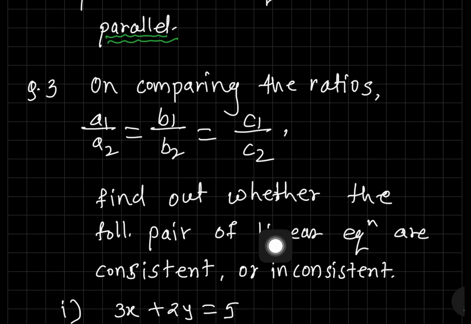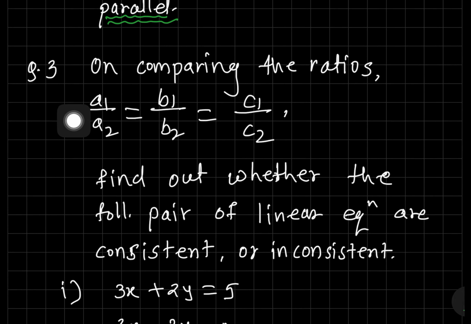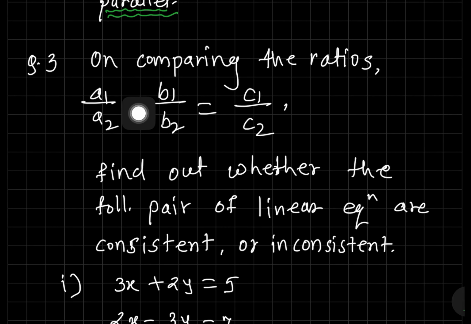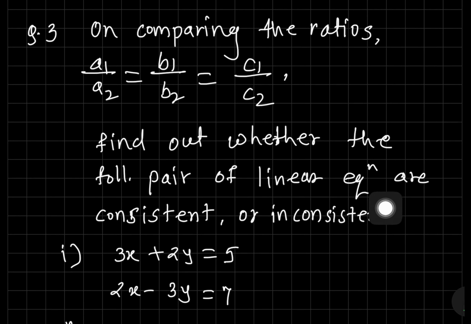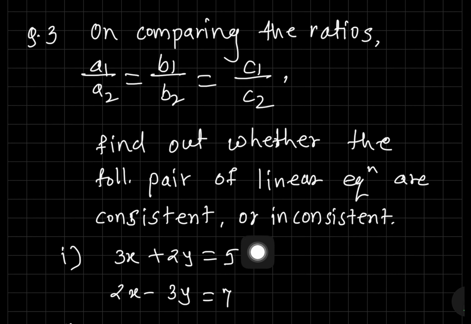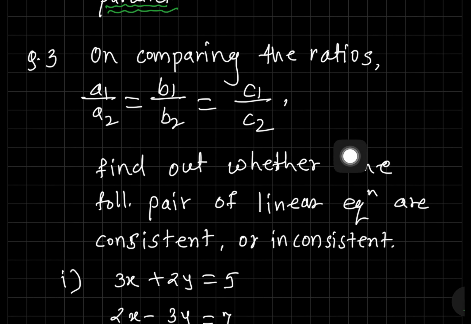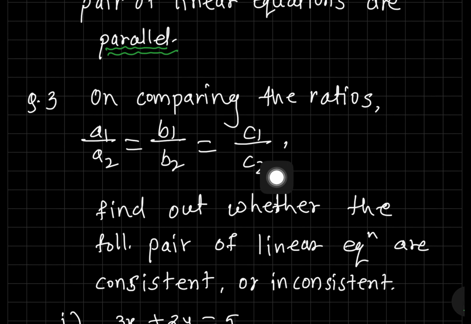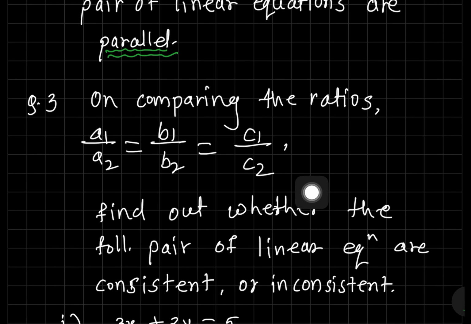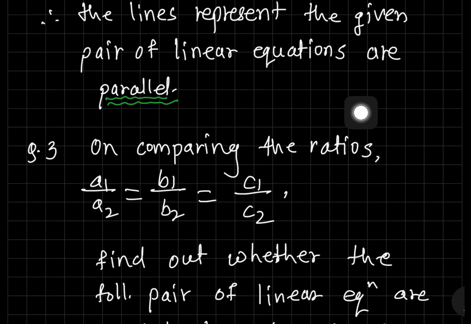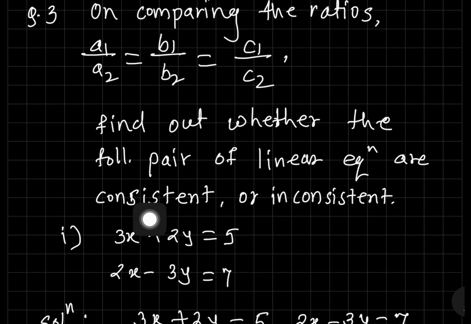Okay. Now see question 3. On comparing the ratios a1 upon a2, b1 upon b2, c1 upon c2, find out whether the following pairs of linear equations are consistent or inconsistent. This is the same as question number 2. We have to find out the ratios, then decide parallel or intersecting, and further it is consistent or inconsistent.